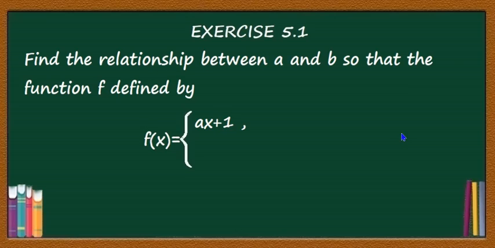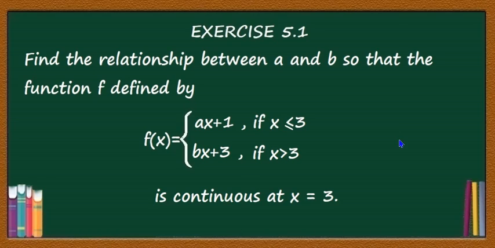Hello students, in this video I will explain the other problems in exercise 5.1. See this question: find the relationship between a and b so that the function f defined by f of x is equal to ax plus 1 if x is less than or equal to 3, and bx plus 3 if x is greater than 3, is continuous at x equal to 3.